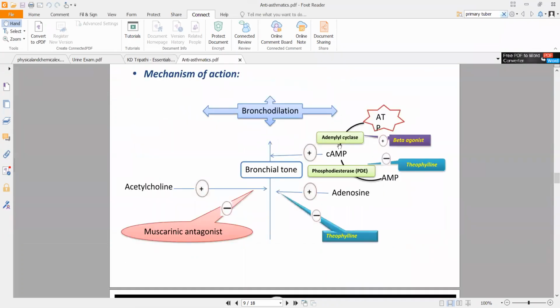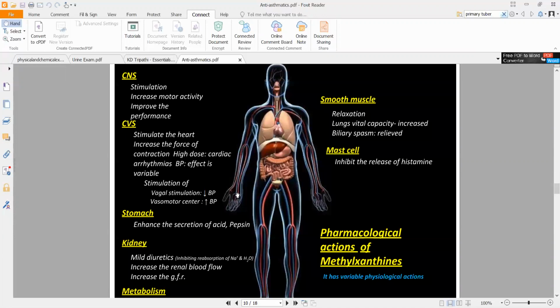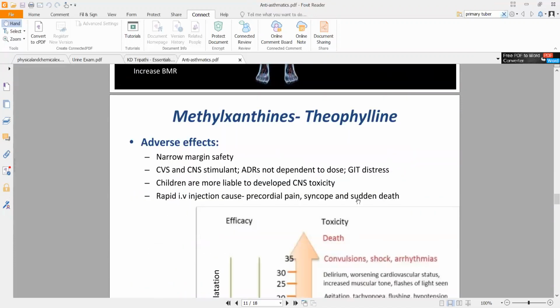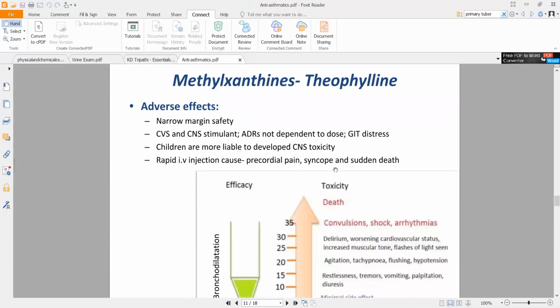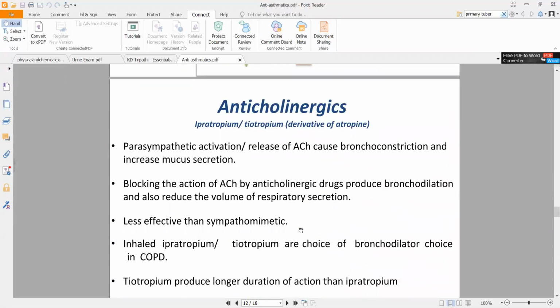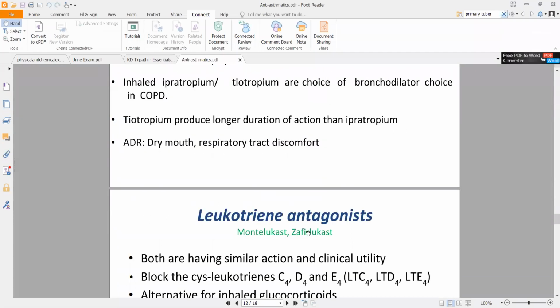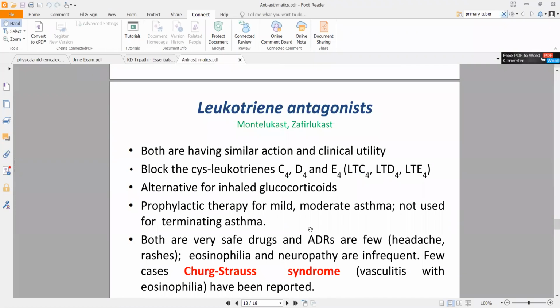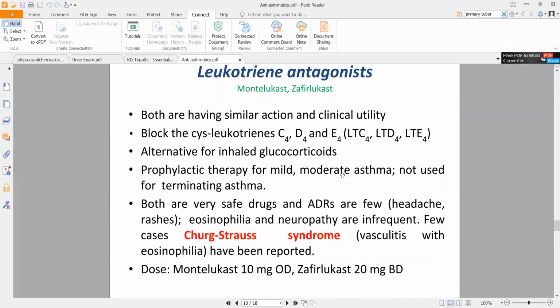See, in this condition, you're trying to increase adenyl cyclase and decrease phosphodiesterase so that cAMP level can go up. Right? These are some of the other effects of methylxanthines that we discussed, other than having a bronchodilatory effect. And I also told you theophylline is a narrow therapeutic index drug where you have to be very careful with it. Right? Anticholinergic drugs are those drugs that will go exactly opposite to acetylcholine. Right? And leukotriene antagonists are those that will directly inhibit leukotrienes. So I hope that summarizes what we discussed today. If you have any doubts, do let me know.